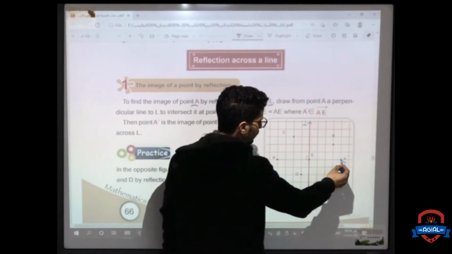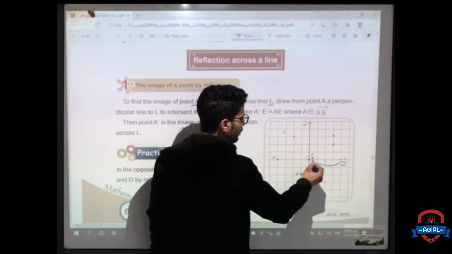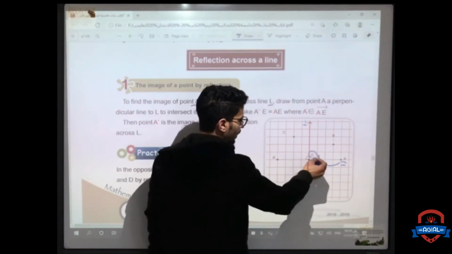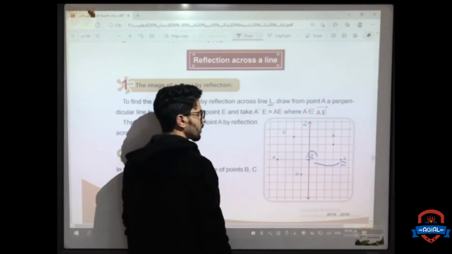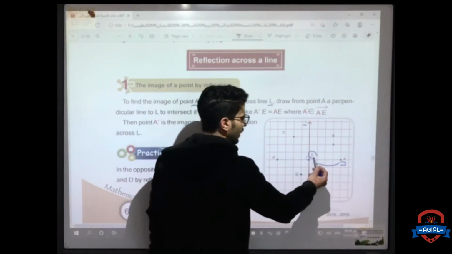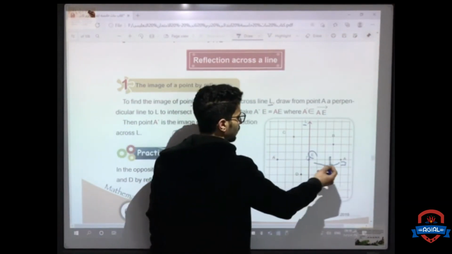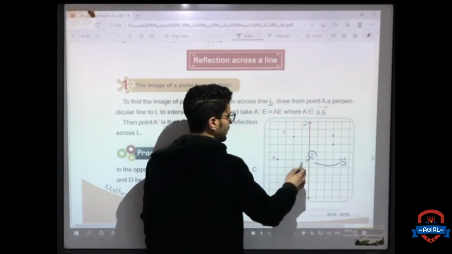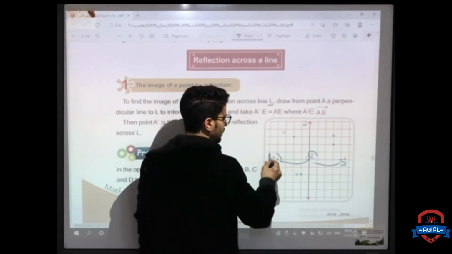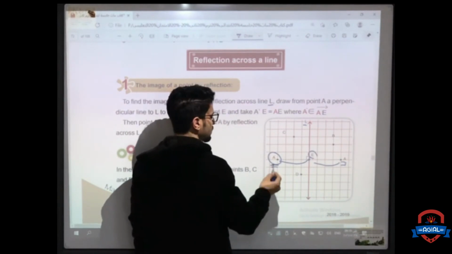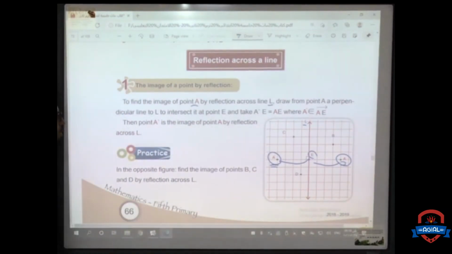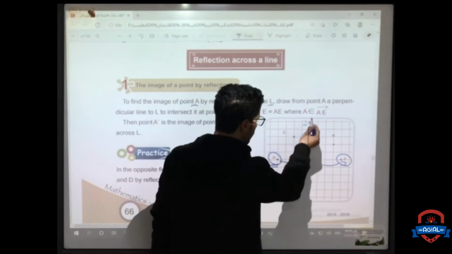We start by drawing a line segment perpendicular to the line L that intersects it at a point, for example E. Then we measure the length of the line segment AE. Then we draw another line segment with the same length as AE, called EA dash. Then we place the point A dash, which will be the image of the point A. So now we can find the image of a point by reflection across a line L.